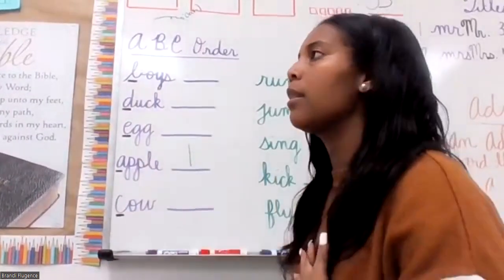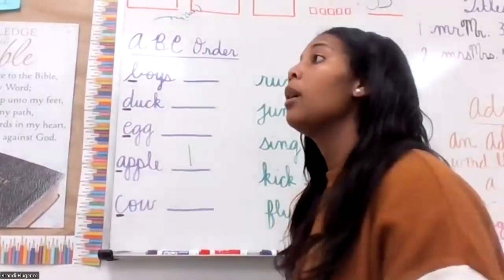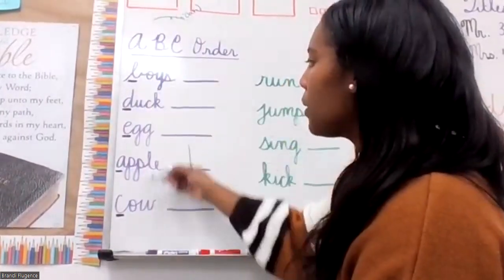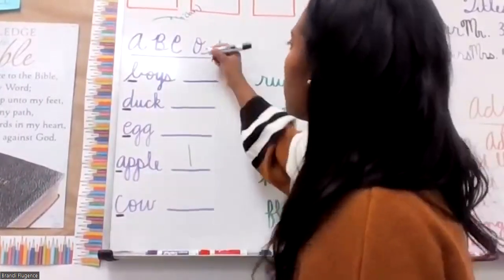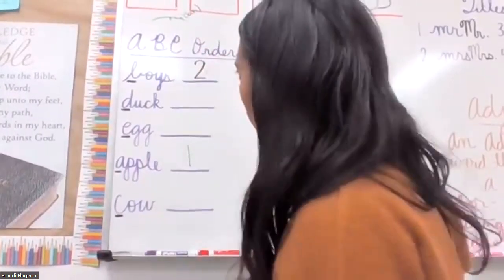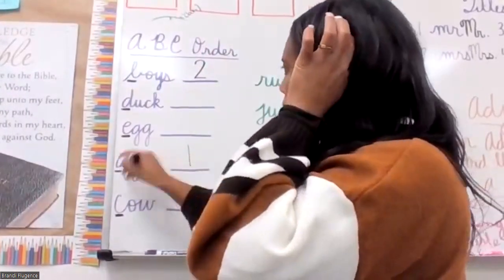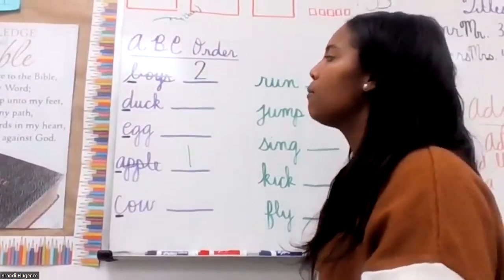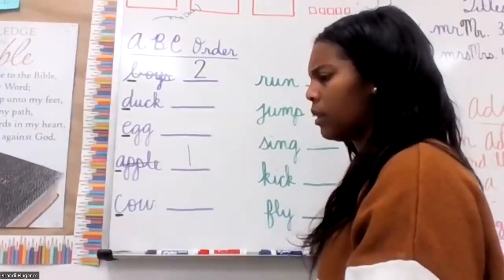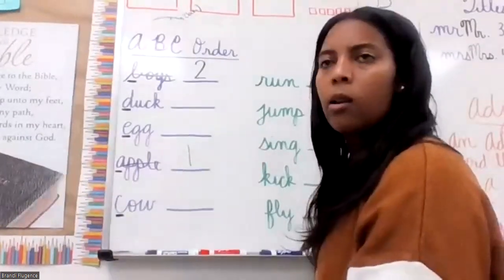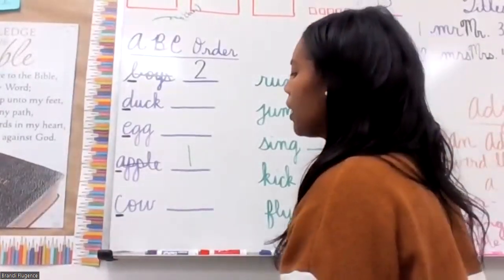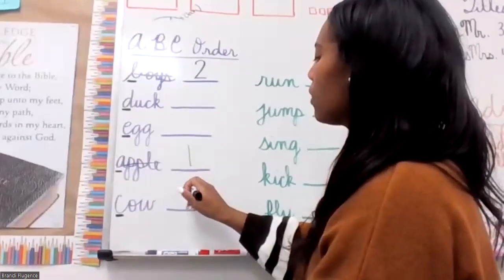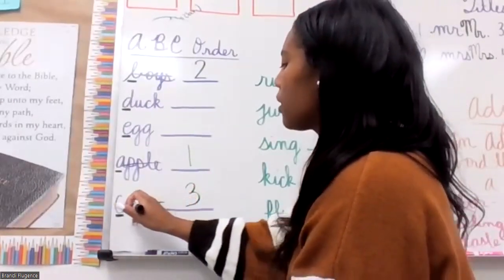Next, I go to the next letter in the alphabet, which would be B. Do I have any words that start with B? Yes, so that means mouse would be second. Okay, let's keep going. What's the next letter after B? C. Do I have any words that start with the C? Yes. Cow, so that would be third on my list.